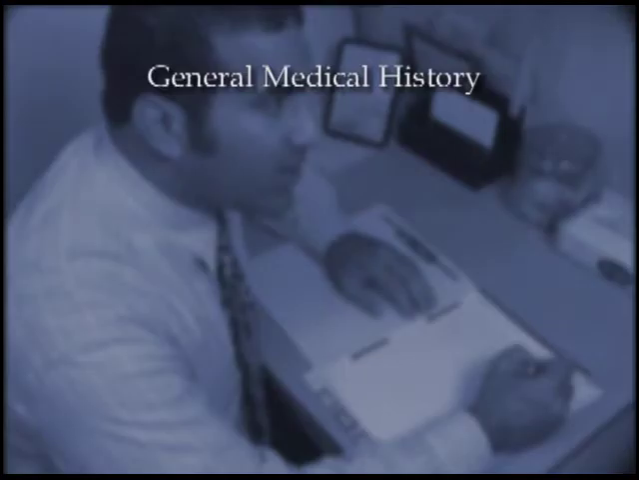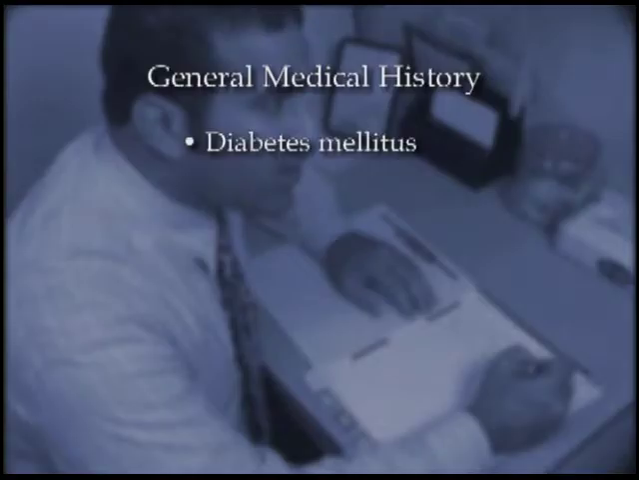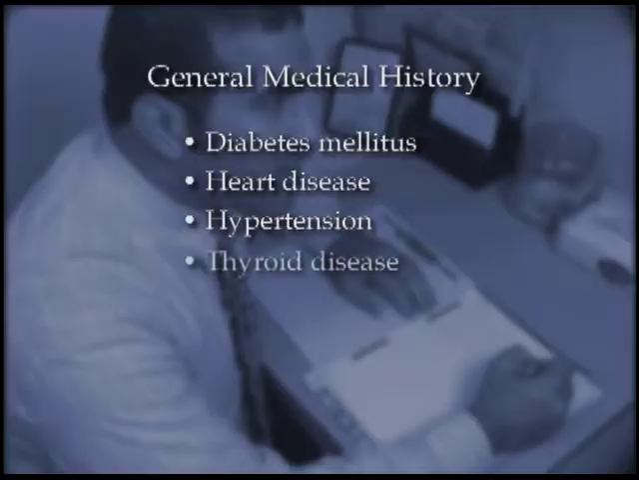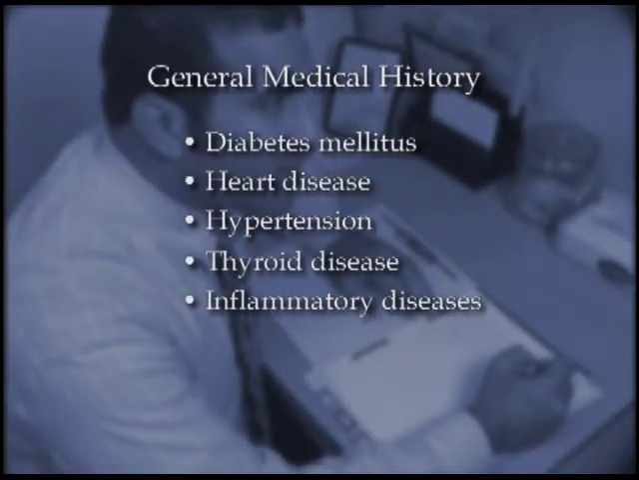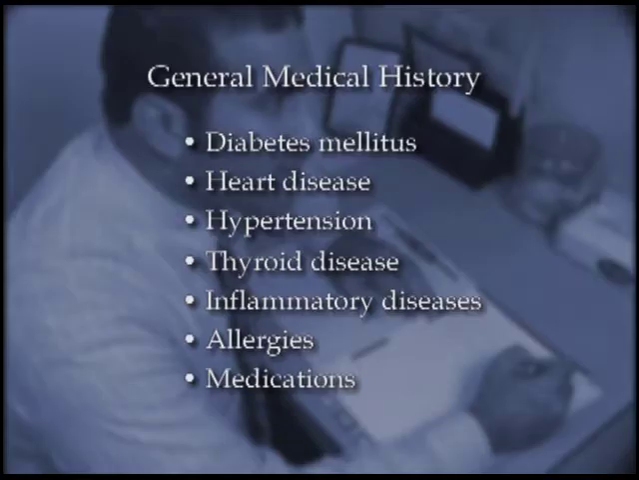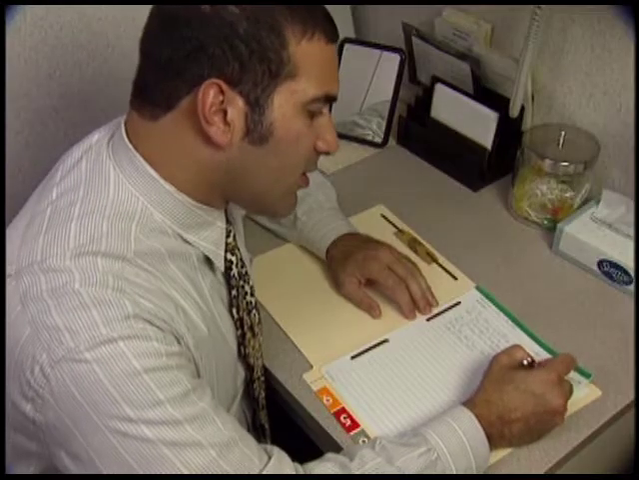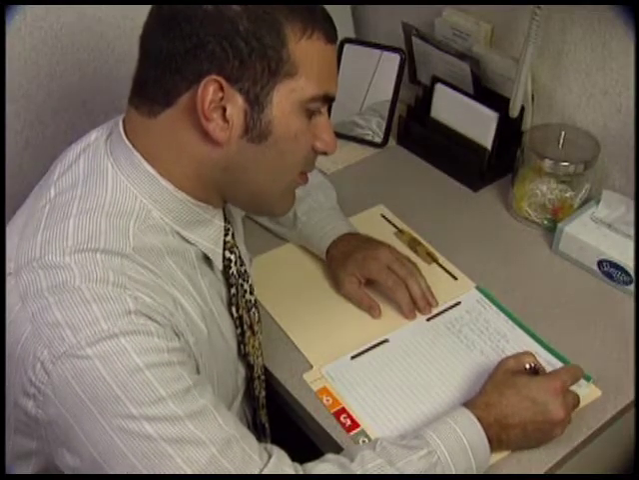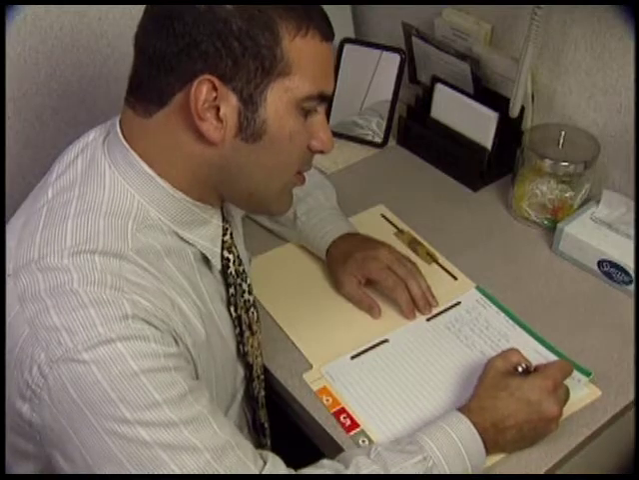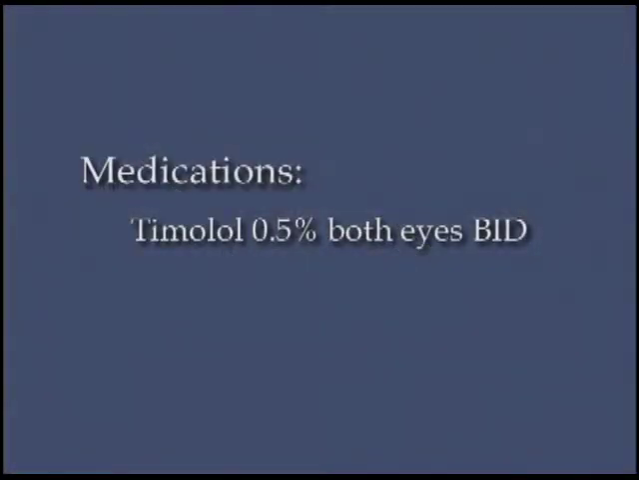General medical problems which affect the eyes include diabetes mellitus, heart disease, hypertension, thyroid disease, and inflammatory diseases such as sarcoidosis. A history of allergies to medications and other allergens should be recorded. Be sure to obtain a list of the patient's medications, both ocular and systemic. You should note the name of the medication, along with both how often the patient is supposed to take it and the frequency of actual use. If the patient is using eye medications, record which eye is being treated. Regarding family history, ask the patient if any family members have had similar ocular or medical problems.